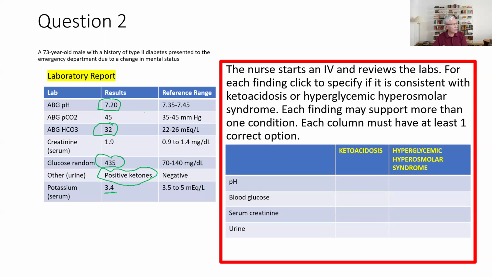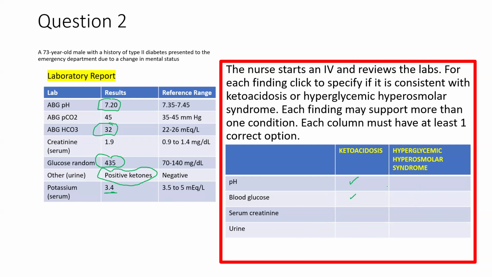Is the pH acidosis present in ketoacidosis? Yes. Ketoacidosis. But you remember in HHS, there's not necessarily acidosis, so we can leave that blank. How about blood glucose? Blood glucose is going to be 435. This is characteristic of ketoacidosis, but not HHS. Why? Over here, it should be around 600 or more, correct?